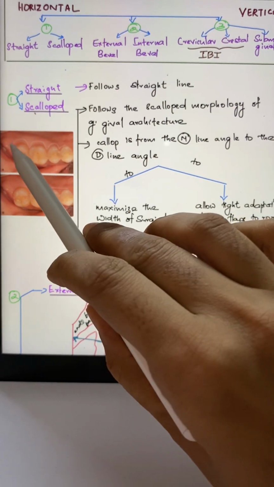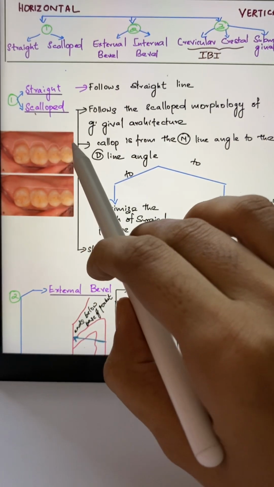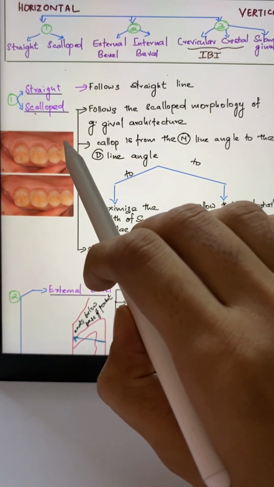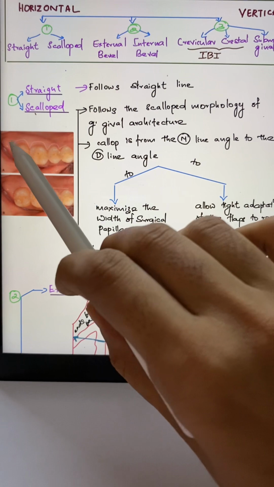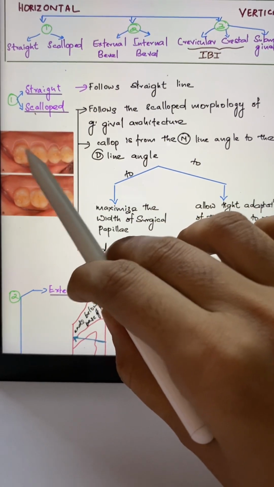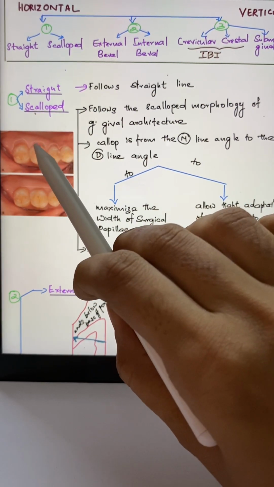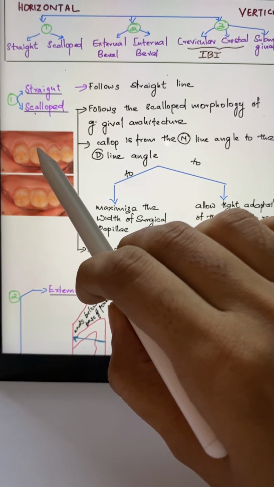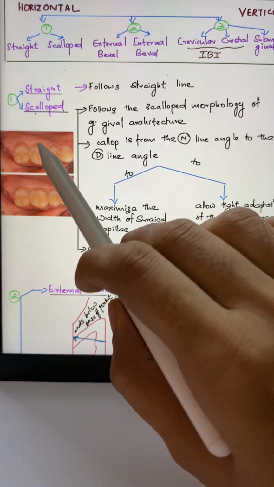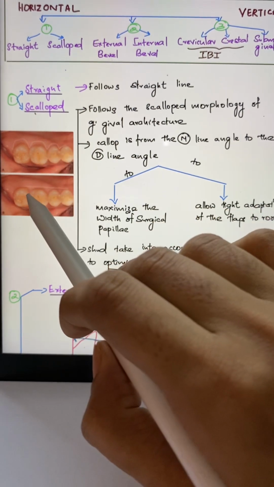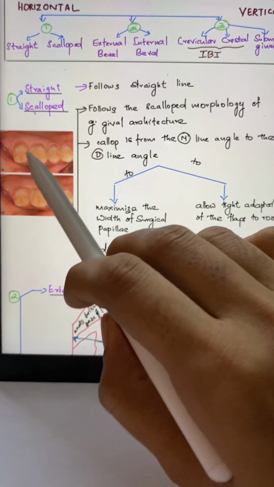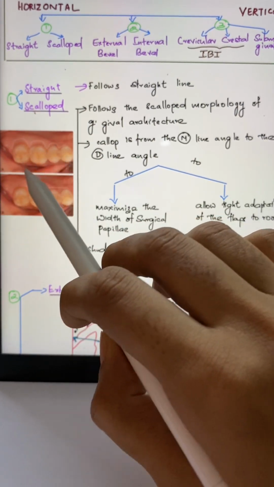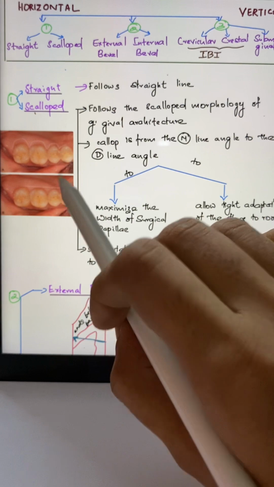Scalloped means it follows the scalloped morphology of the gingival architecture, and this has to go from the mesial line angle to the distal line angle. This is important because it maximizes the width of the surgical papillae and also allows the tight adaptation of the flaps to the roots. In this case, we need to take into account the root anatomy to optimize the primary closure.